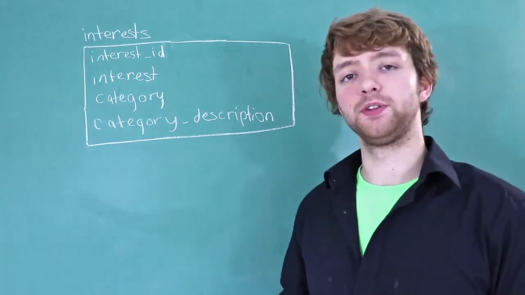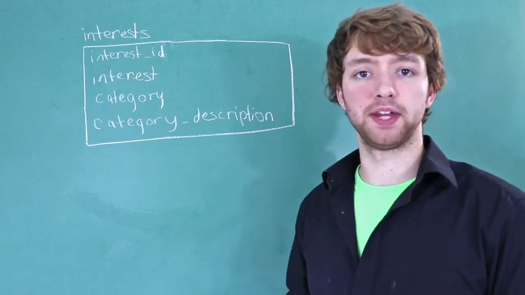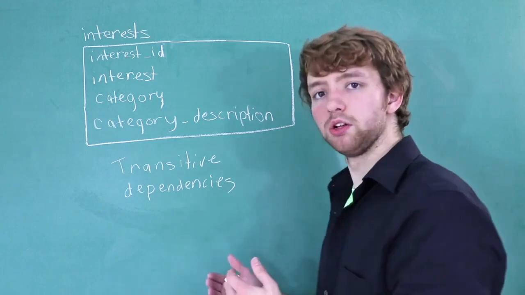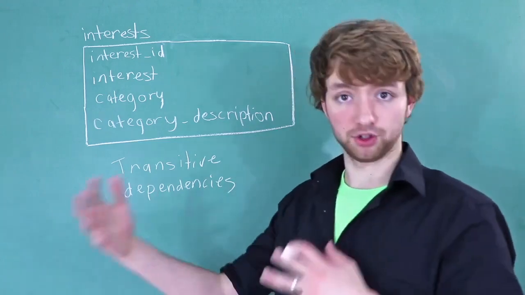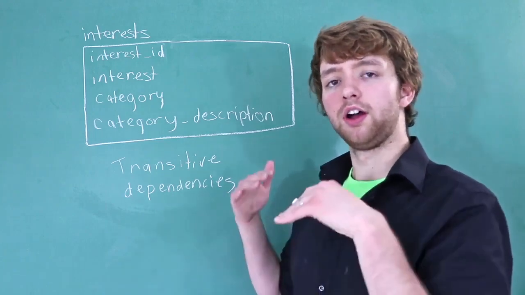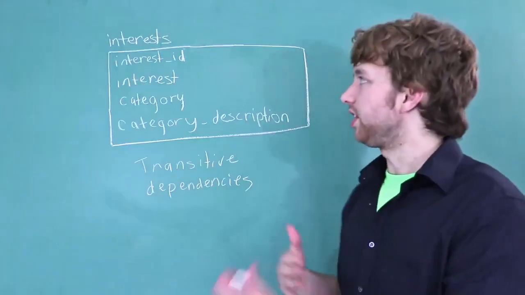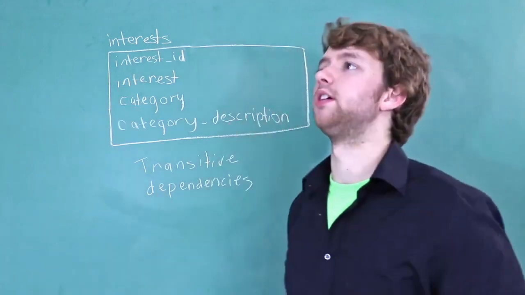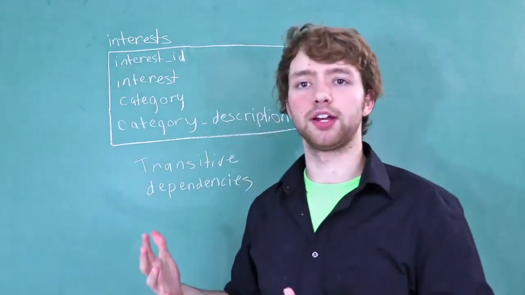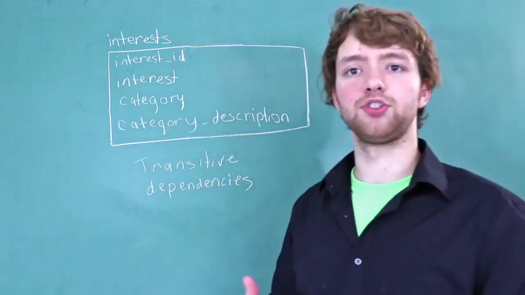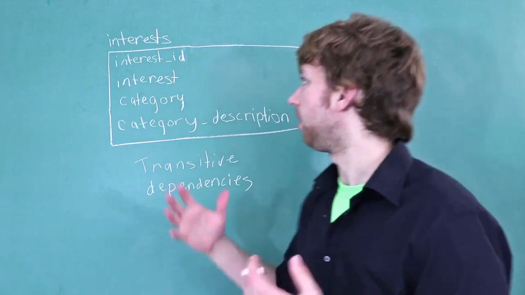Third normal form deals with something called transitive dependencies. Essentially what a transitive dependency is when a column depends on the primary key, as it should in normal database design, but it does so through another column. If you think about a specific interest, so let's think of an interest. I'm interested in computer science. That might be in the category STEM, science, technology, engineering, and math, right?